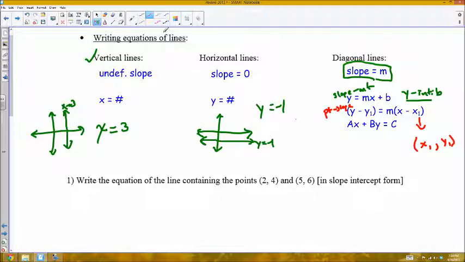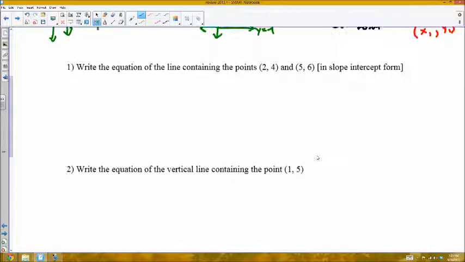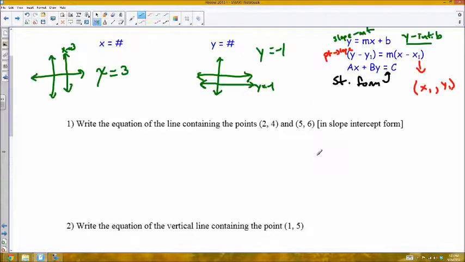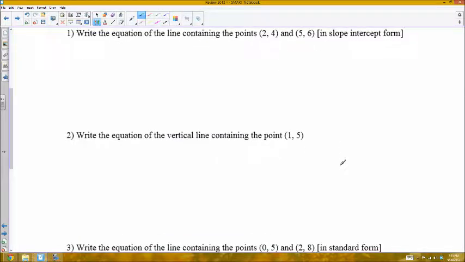Now the last form is standard form, and what's very inconvenient about standard form is that I can't really read off any crucial information. However, I am able to graph this rather quickly, and we'll see how in just a minute. Okay, so now if I want to write the equation of a line, if it's one of the two special lines, vertical or horizontal, I'm just going to use those x or y coordinates. And if it's a diagonal line, I'm going to use one of these three forms, and I'll specify the form that you should be writing it in.